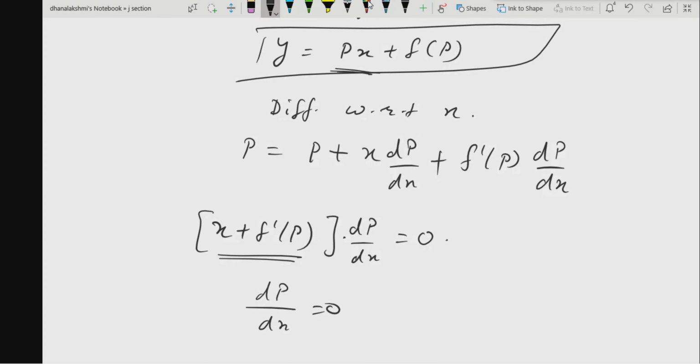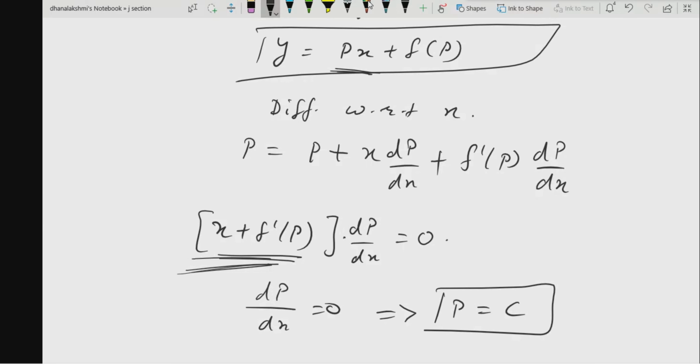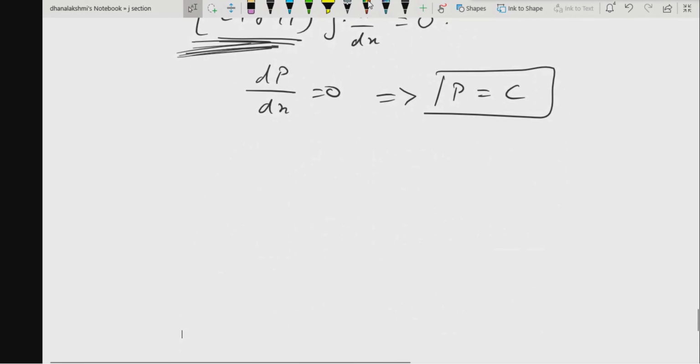Yes, ma'am. So this leads to what? The p value will be equal to a constant. So we are not supposed to choose this factor at all, because if you choose this factor x plus f dash of p, it will not contain any derivative of p, and you will get only a singular solution. So we have to choose the other one. We are only left with dp by dx. On solving it, you will get p is equal to c. The p value is a constant. You will eliminate this p.